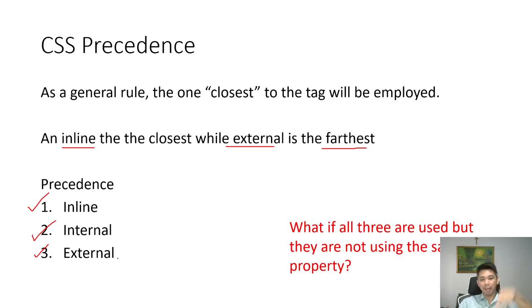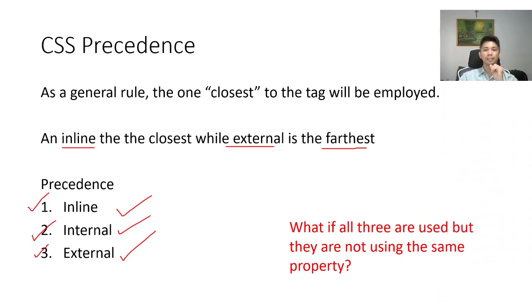Ang unang i-apply as a paint will be the external. After ma-apply ang external, that's the time magpe-paint ulit and it will apply the internal one. After ma-apply ang internal, that's the time it will apply inline. So while applying, kung merong overlap, i-overwrite lang kung saan man yung may overlap. Pero pag walang overlap, lahat sila magagamit naman. Okay?